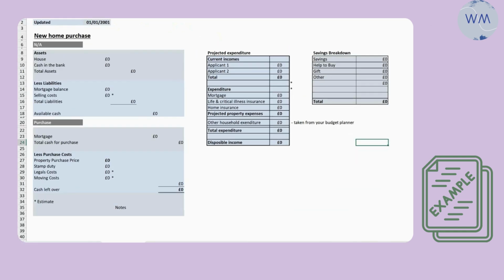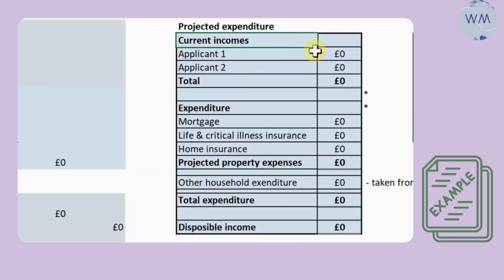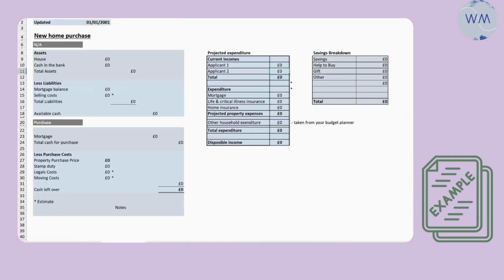Projected expenditure, we're going to be looking at current incomes, so your incomes as they are today, and making sure that we've included just what the lender will take into account. We'll be interested in looking at your expenditure, cost of the mortgage, the life assurance, any home insurance, and projected property expenses, as well as checking your budget to see what your other household expenditure is. We're trying to make sure that you've got enough disposable income so that you can afford to live happily in your new home. That way we'll make sure that you can make an informed decision before you make that jump into buying your next property.